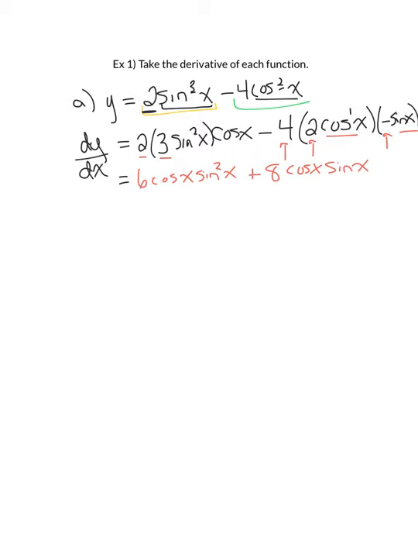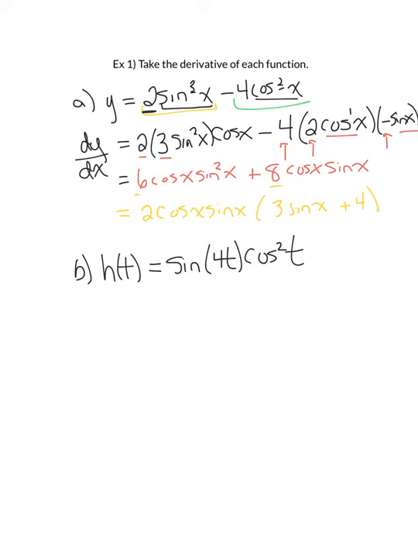Now it is absolutely not necessary, but I could factor this. So I've got a 6 and an 8, so I will factor out a 2. I see a cos x in both, and I see a sine x in both. And so when I factor that out, I'm going to be left with a 3 sine x plus 4.